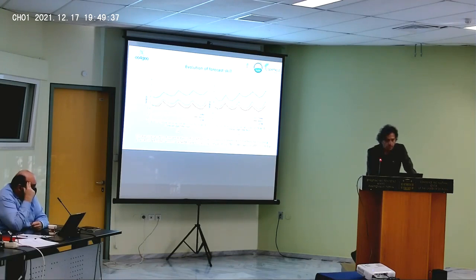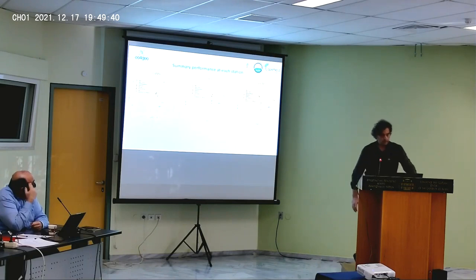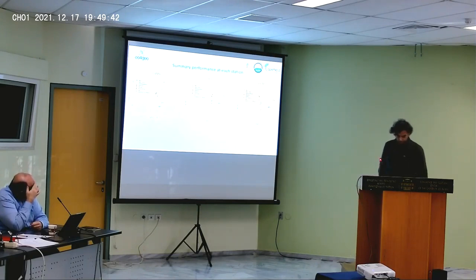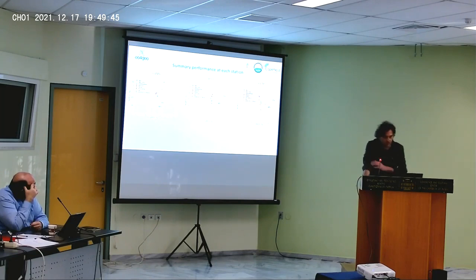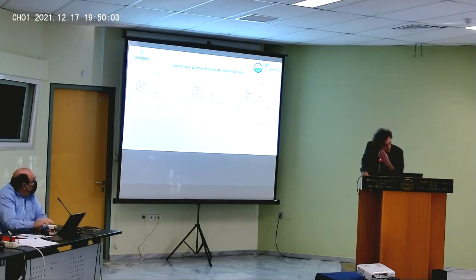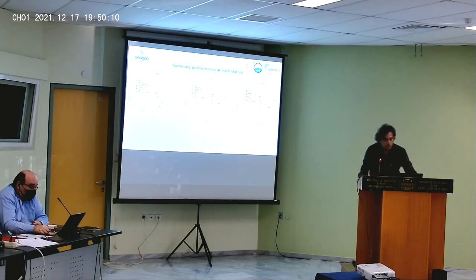Just comparing all the three methods together through this, which is called the soccer diagram. Left is CAMS, in the center it's analog ensemble, right is LSTM. The x-axis is the normalized mean bias error, while the vertical axis is the normalized root mean square error. So ideally, of course, we would like to have something as close as possible to the 0 point.